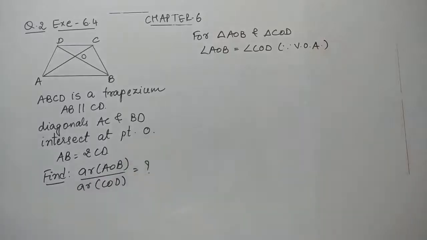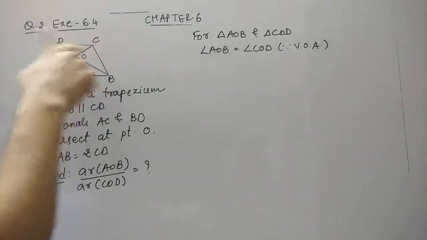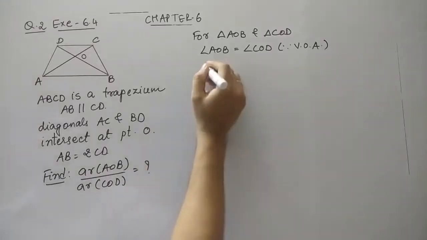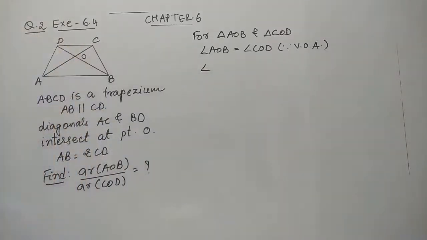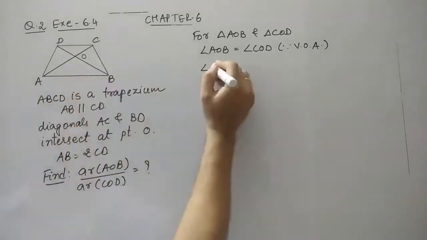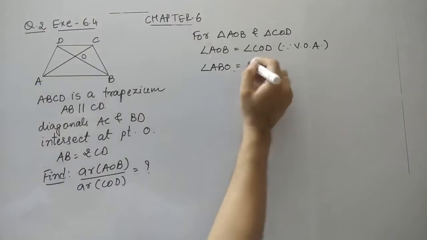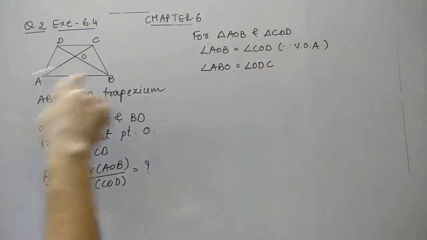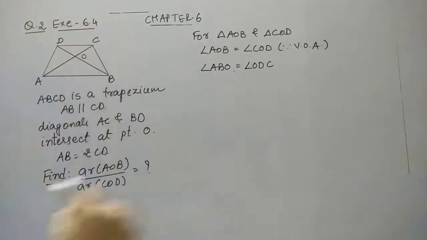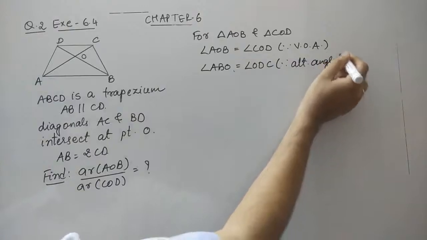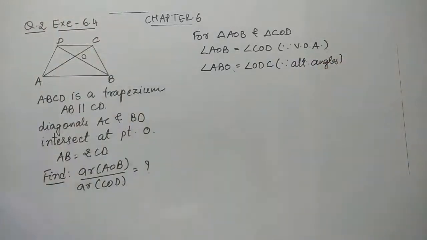One of the same kind of question we have also done in exercise 6.3. So angles AOB and COD are equal because they are vertically opposite angles. One more angle we can show is equal. As AB is given parallel to CD, we can say that angle ABO is the same as angle ODC. The reason is they are a pair of alternate interior angles, because AB is parallel to CD and BC is the transversal.